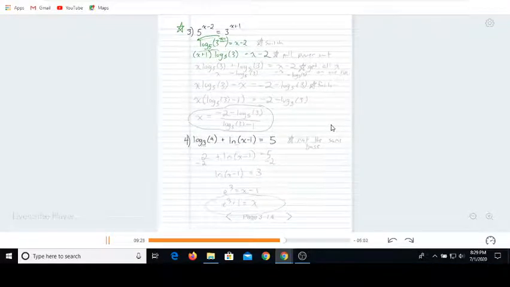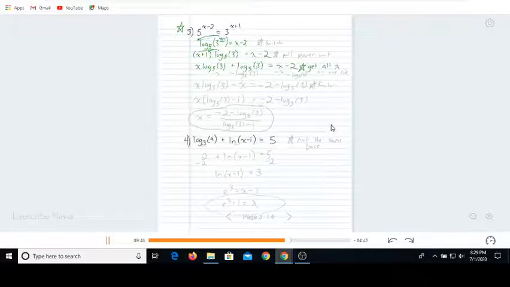And then we're going to distribute. Log base 5 of 3 is just a number, so go ahead and distribute. So we got x times log base 5 of 3 plus 1 times log base 5 of 3 equals x minus 2.